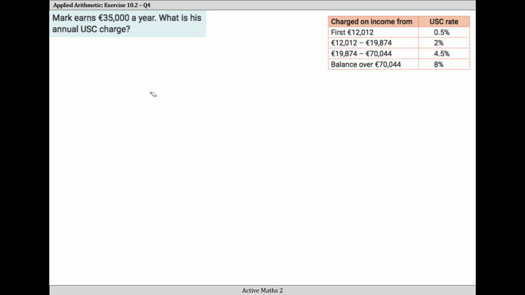So we're going to take a look at this universal social charge question. The universal social charge, or the USC, is a form of tax on all of your wages. So Mark earns 35,000 euros a year, and the universal social charge is applied to all of this 35,000 euros. Now, there'll be different percentages for different parts of that 35,000 euros.